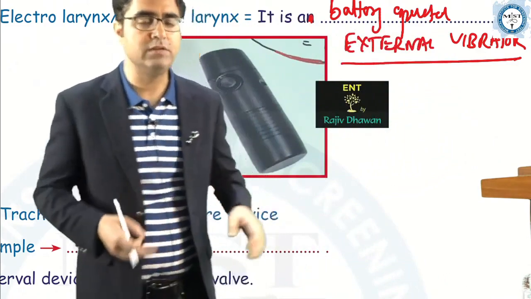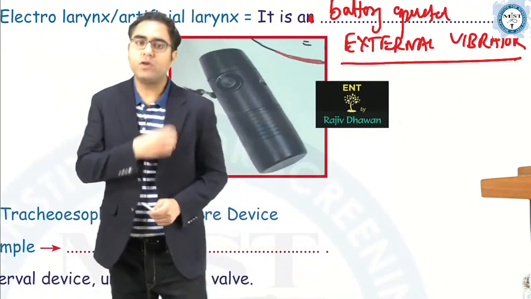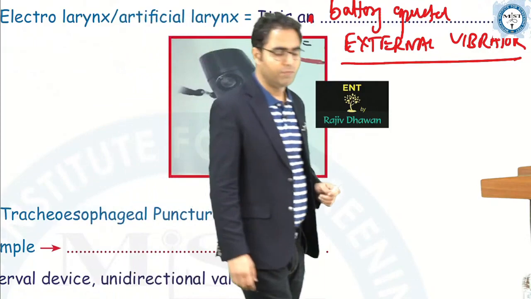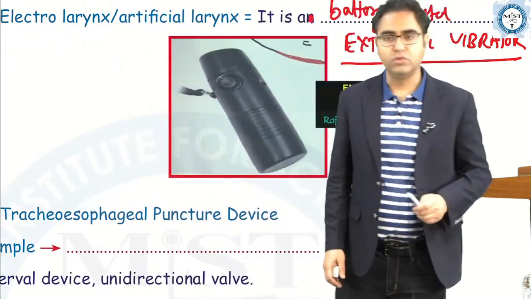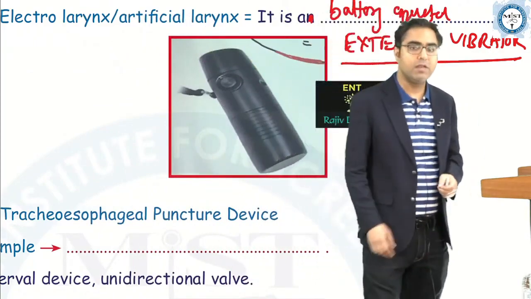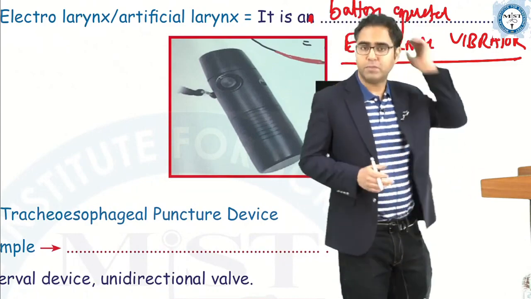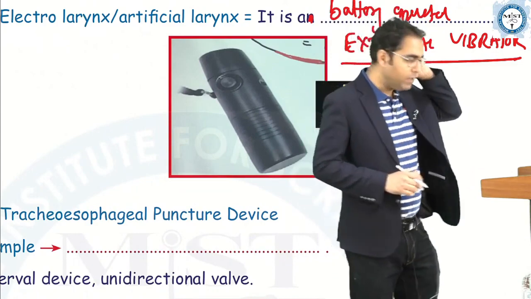There is a charger with it. There is a battery inside this device. You have to keep it in your pocket, and when you want to speak, you have to use it, beta. It's a battery operated external vibrator. It's an external instrument, beta. It's called electrolarynx or artificial larynx, beta.